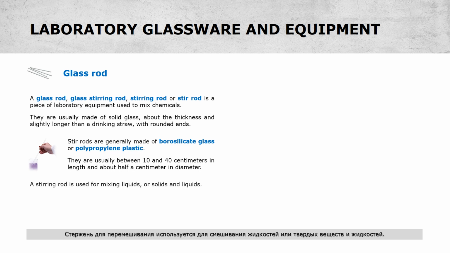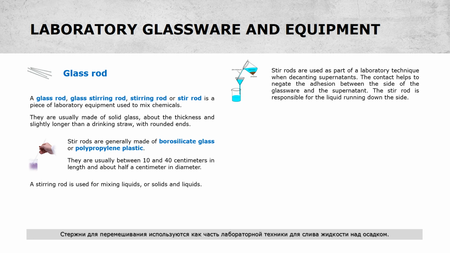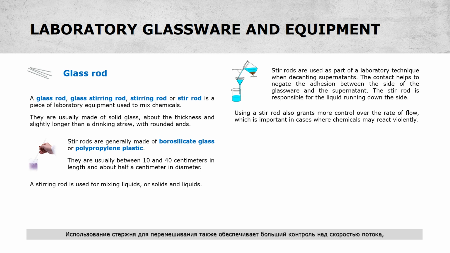A stirring rod is used for mixing liquids, or solids and liquids. Stir rods are used as part of a laboratory technique when decanting supernatants. The contact helps to negate the adhesion between the side of the glassware and the supernatant. The stir rod is responsible for the liquid running down the side. Using a stir rod also grants more control over the rate of flow, which is important in cases where chemicals may react violently.